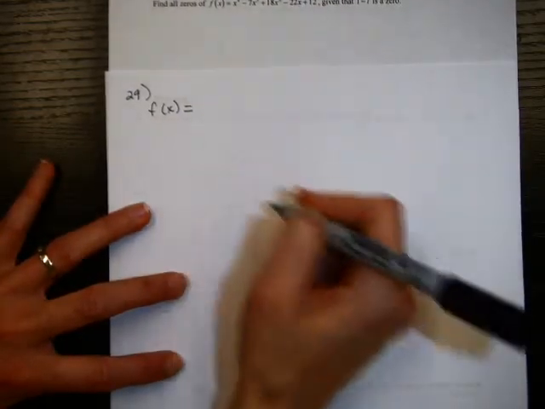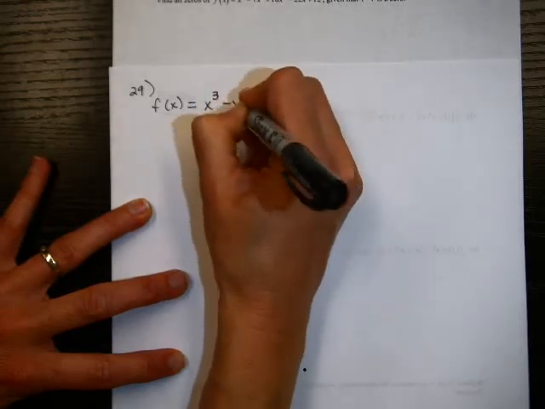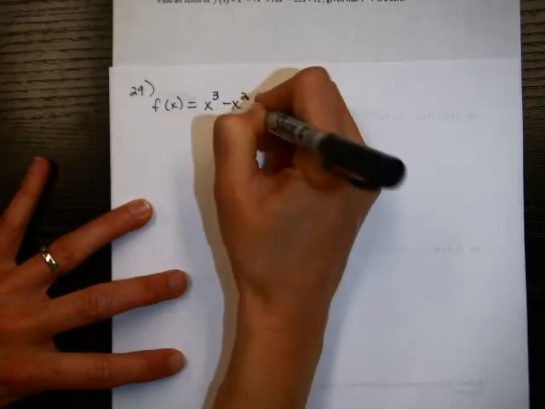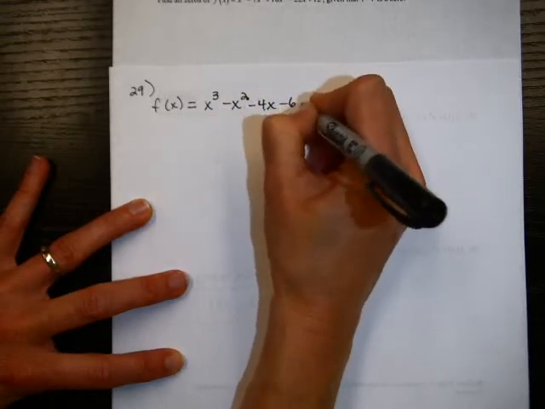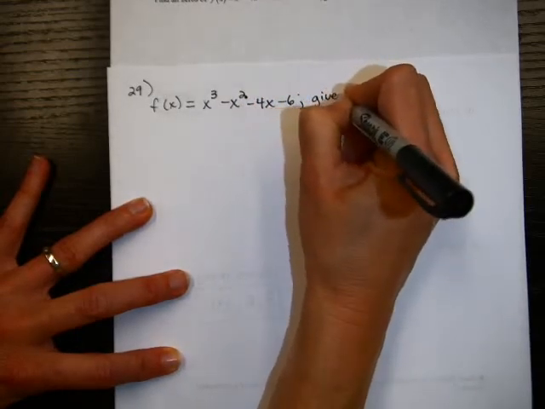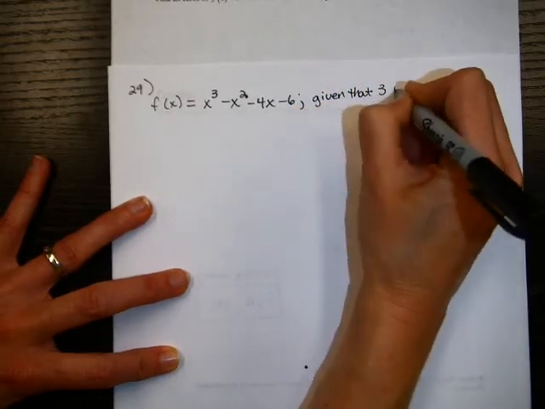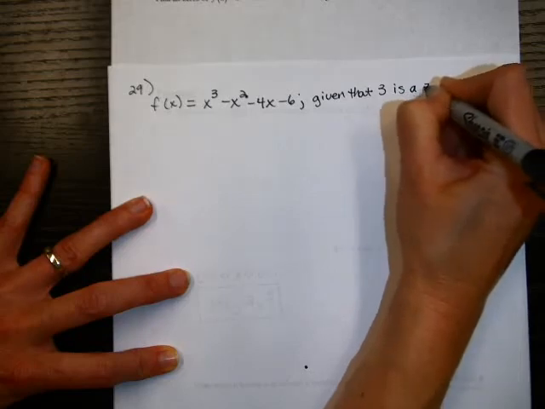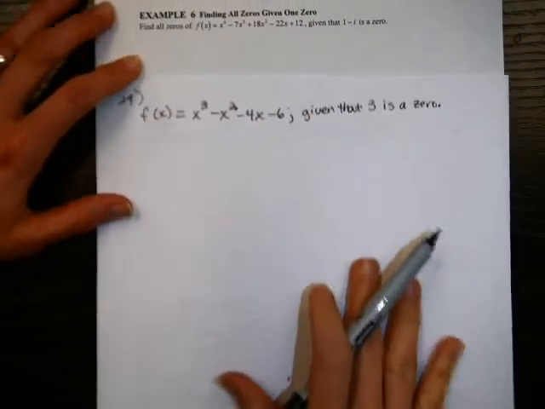of f of x equals x cubed minus x squared minus 4x minus 6, given that 3 is a zero. So it's very similar to this first one that we've worked here already together.